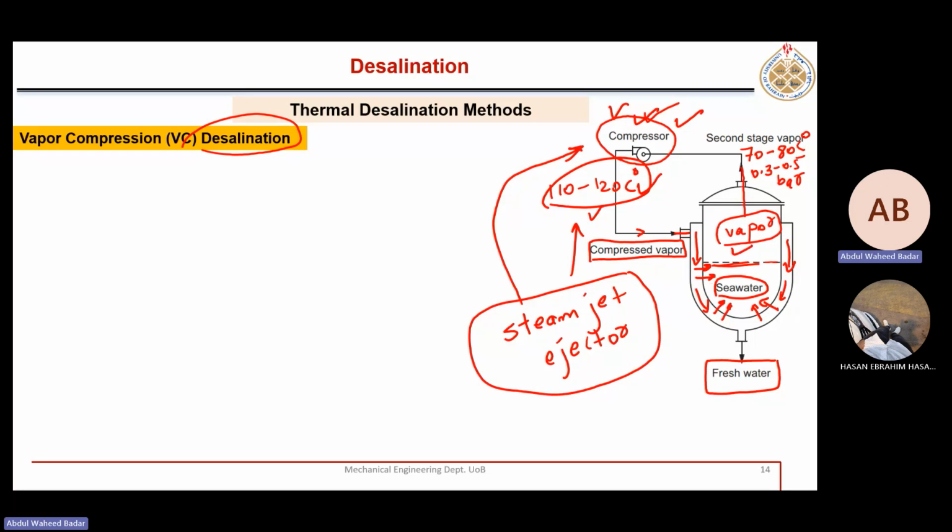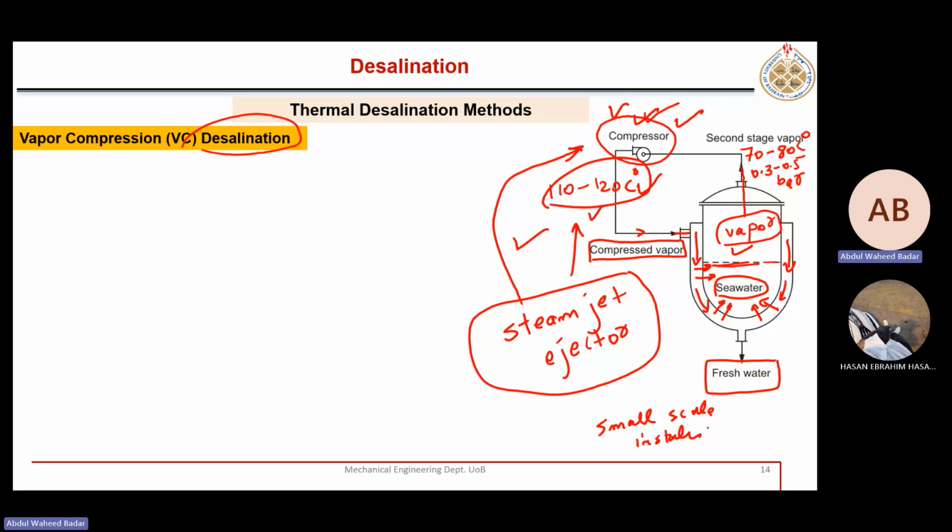Okay, so this type of system is suitable for small scale installations. For example, in ships or in remote areas. So it's a very simple setup. Low maintenance is required, but such systems are not used for very large applications. Okay, then it becomes not economically feasible.